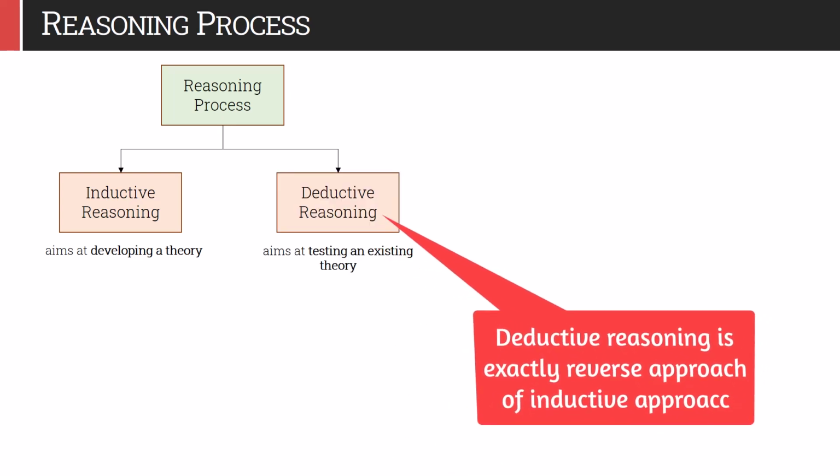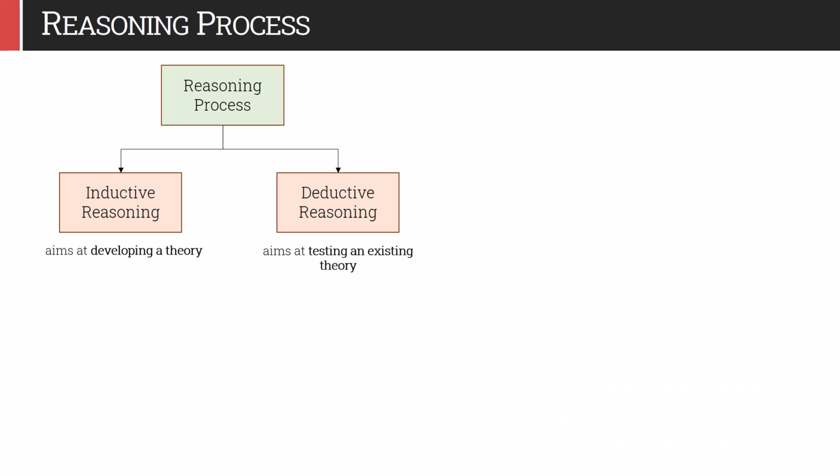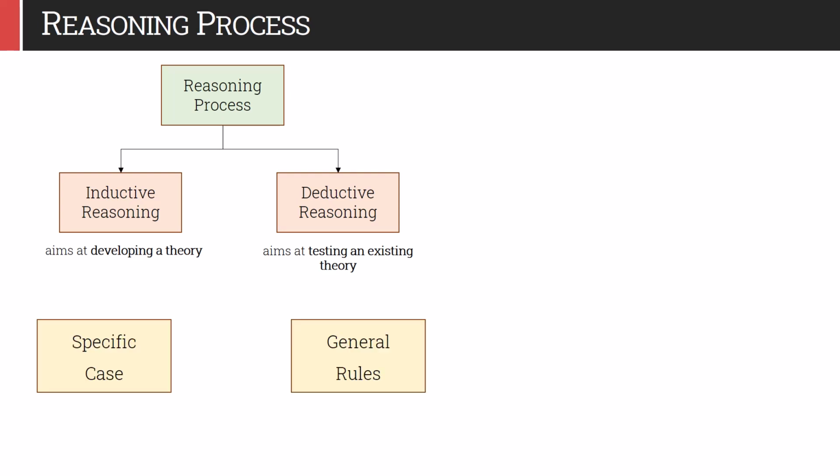Deductive reasoning is exactly the reverse approach, where the theory is given and we are trying to prove that it is true for any given specific case. In case of inductive reasoning, we have a specific case and we are trying to generalize it. That's called inductive reasoning. Whereas in case of deductive reasoning, we have a generalized form of rules and we are trying to prove the specific case.